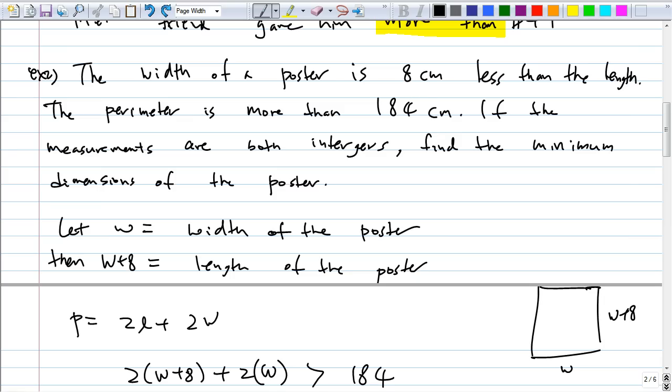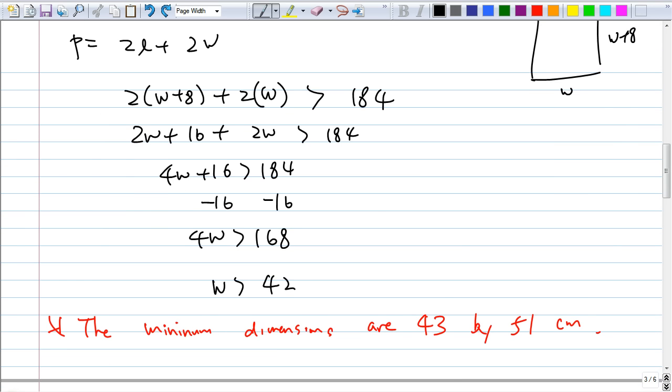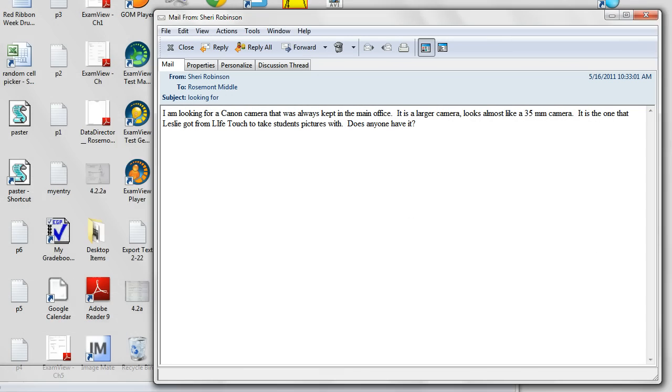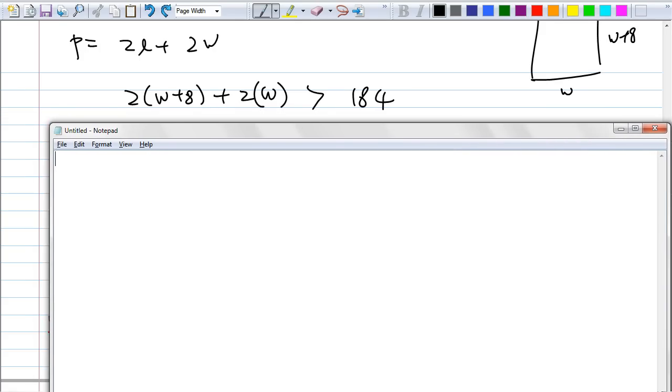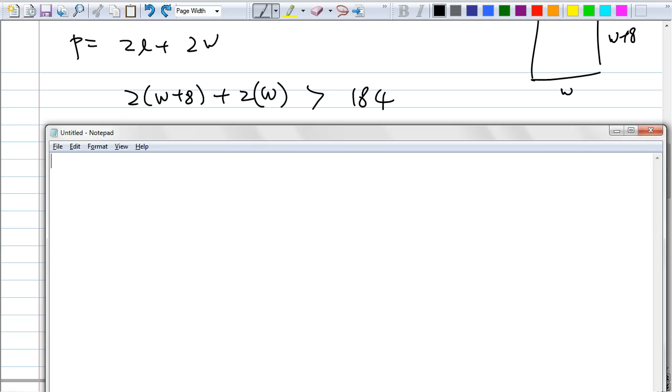Did you all get this inequality? Why should it be greater than 184? Where did I get that from? Anybody? Tina: because it says that the perimeter is more than 184 centimeters. Exactly. You know that the perimeter has to be greater than 184, correct? So that's what we get here. Any questions? Does this make sense? Okay, go ahead and everybody solve.